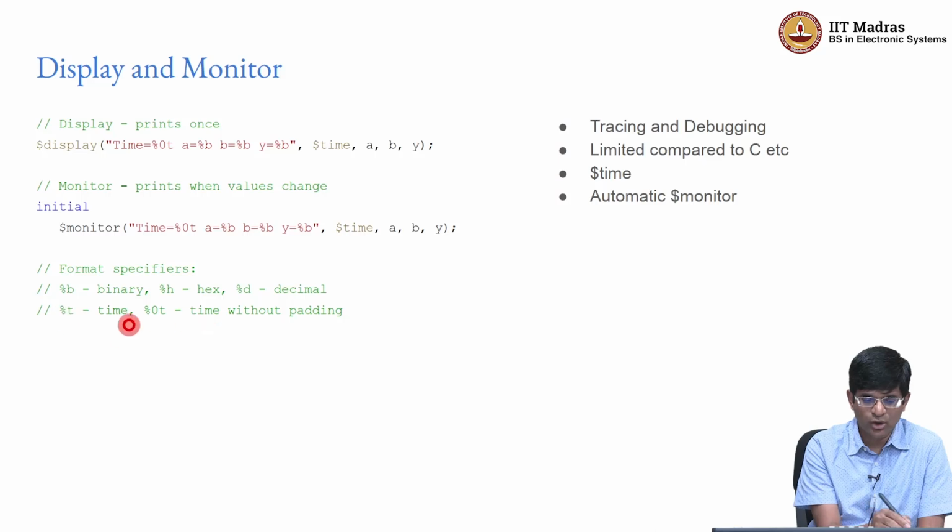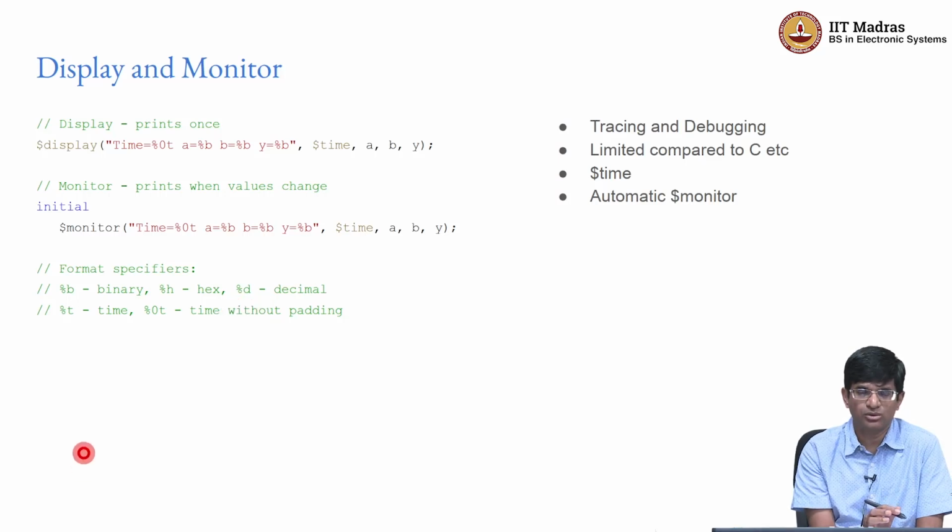You can see that there are format specifications, for example, %B for binary, %H for hexadecimal, %D for decimal and so on, similar to the printf in C but not exactly. For example, hex is different. There is a notion of time that can get printed out.